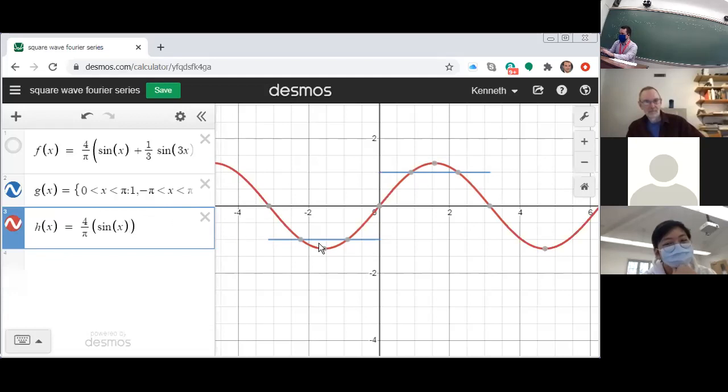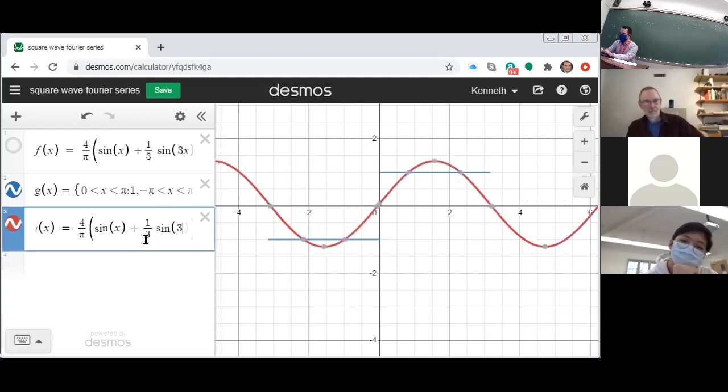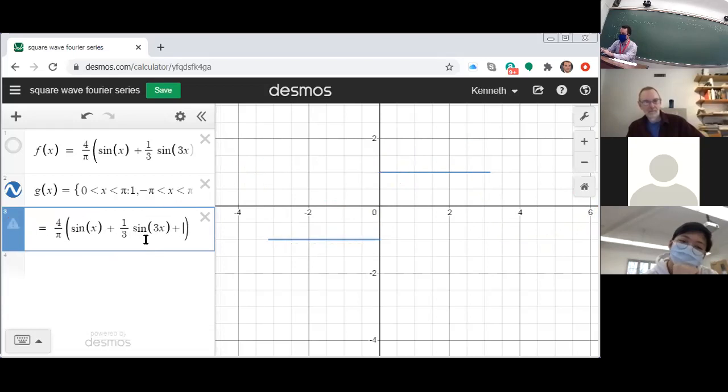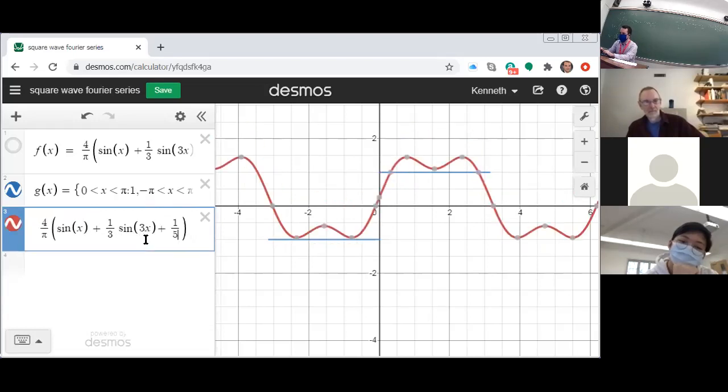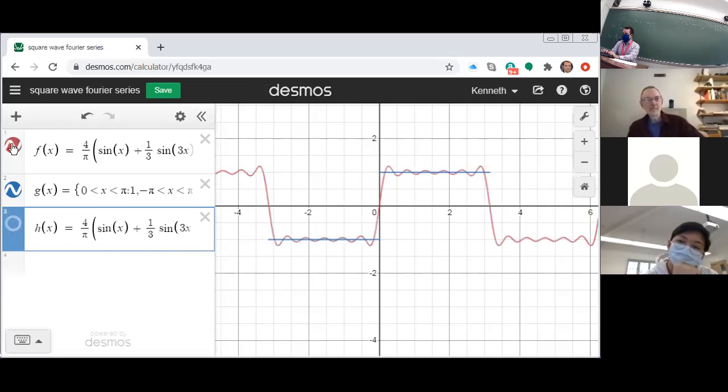I mean, it's already kind of indicating it, right? 1/3 sine 3x. So that's already getting kind of nicer, and plus 1/5 sine 5x, and then you'll see it getting closer. And adding on a few more terms, let's take a look. And you're starting to really see it.